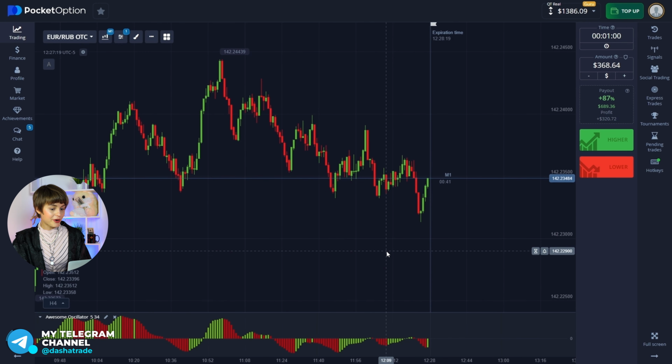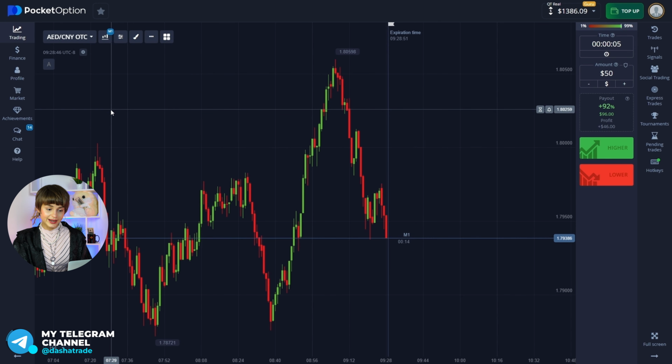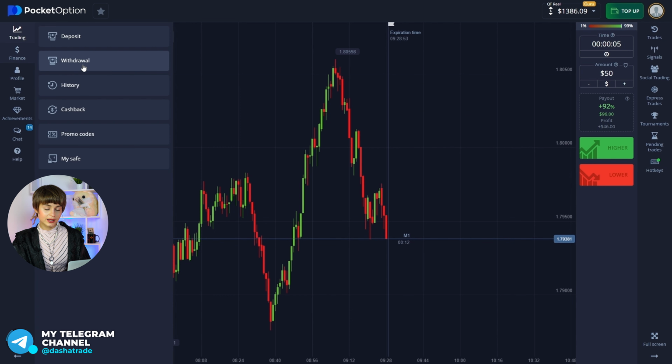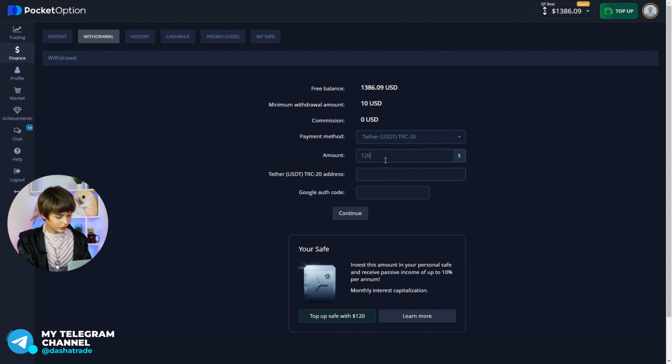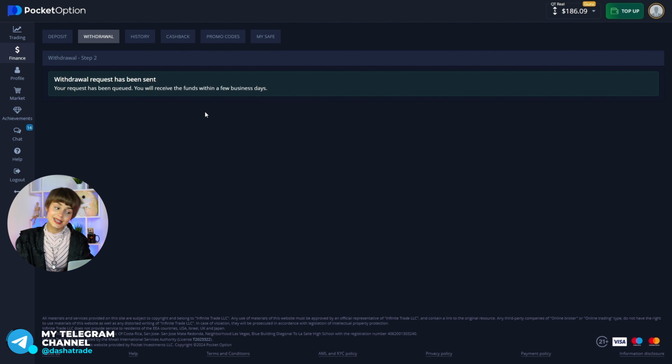So let's move to my favorite part, the withdrawal of money. To do that, we open the Finance panel, click Withdrawal, then fill in the sum of withdrawal. For me, it's $1,200. Then insert the wallet address and fill in the confirmation code. Click Continue. As we see, the application request has been sent.